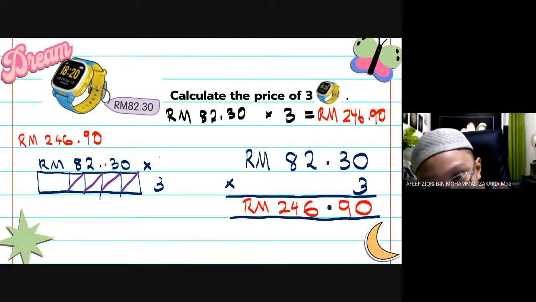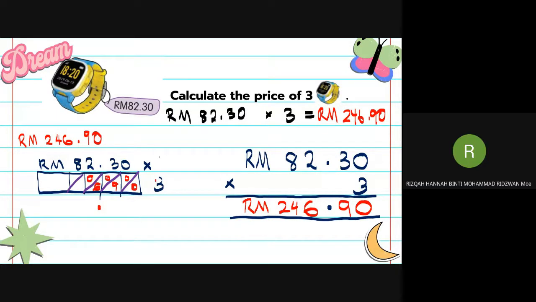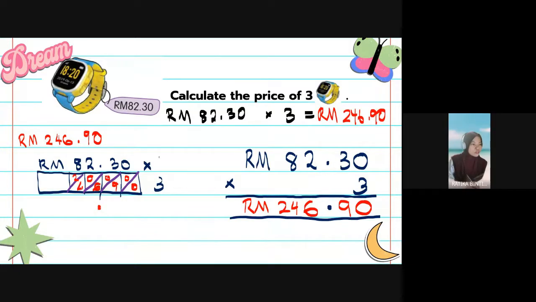Okay, so if you use the lattice method, it is also the same: you need to bring down the decimal point first. Bring down the decimal point in one straight line. Okay? So now, multiply as usual. 0 times 3 is 0, 0, 0. 3 times 3 is 9. So 0, 9. 2 times 3 is 6. So 0, 6. 8 times 3 is 24. So 2 and also 4.